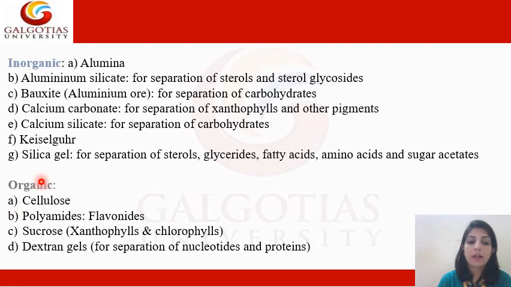Then you can have organic. In organic we can have cellulose, polyamide, flavonoids, sucrose and dextran gels.